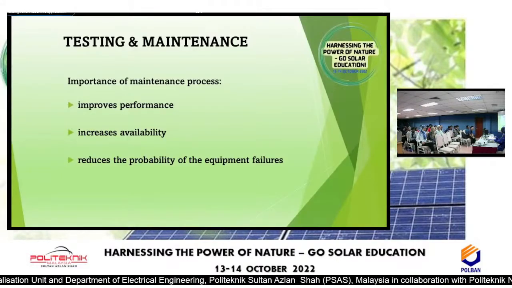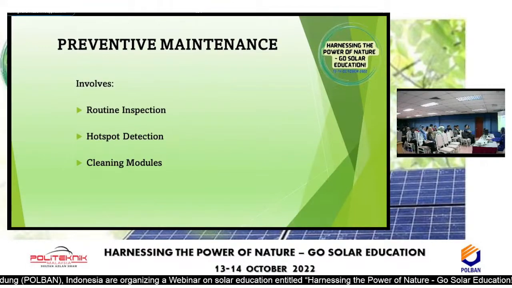First of all, we need to know the importance of the maintenance process. We should undergo a maintenance process to ensure the performance is at a maximum. Then we can increase the ability of a system or energy harness, and also reduce the probability of equipment failures. Preventive maintenance involves routine inspection, servicing, and cleaning of modules at a scheduled interval of time. It is done in order to minimize downtime and unnecessary production losses. It improves performance, increases the availability, and reduces the probability of equipment failures.